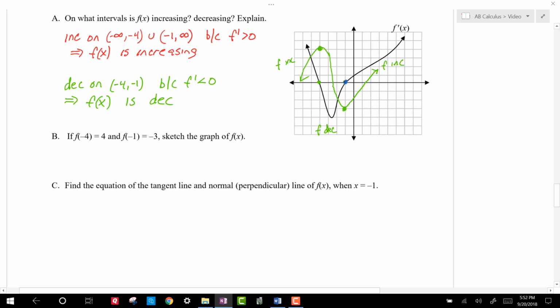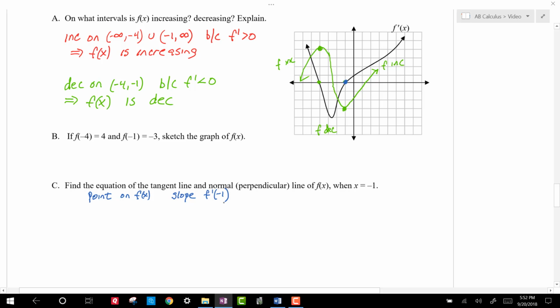In order to do the equation of a tangent line, I need a point from f of x, and I need a slope at that point. Now, a derivative is a slope. I need f prime of negative 1.